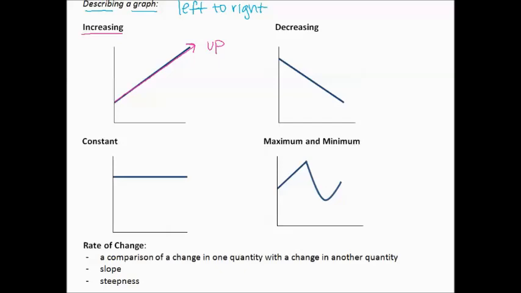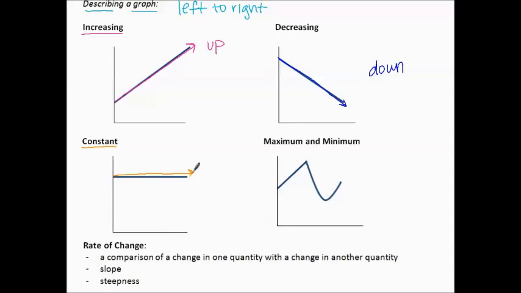For my decreasing graph, when I move from left to right, I am going down. Increasing, I go up. Decreasing, I go down from left to right. Our third type is constant. A constant graph moves horizontally from left to right. It does not increase or decrease. It stays the same. It moves horizontally.